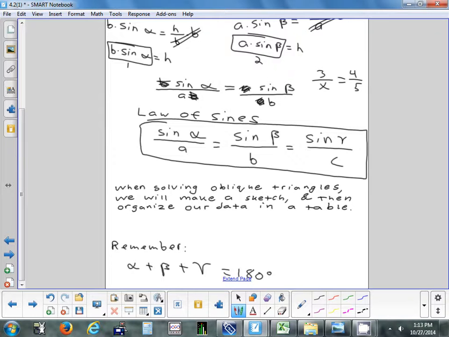Okay, any questions on kind of the basic idea of what we're going to do? All right, so let's take a look at our first problem.